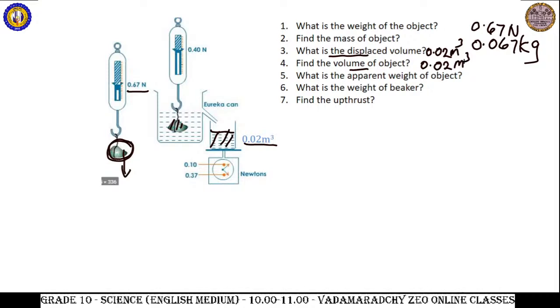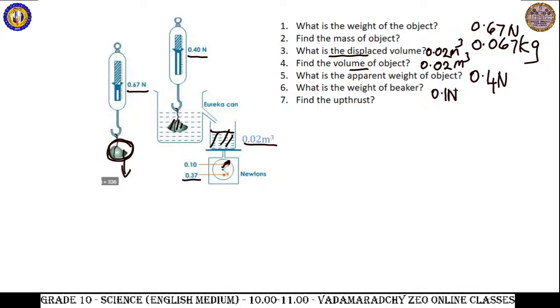What is the apparent weight of the object? We already studied. Apparent weight is the Newton balance reading of the object. Here the apparent weight is 0.4 Newton. Okay, 0.4 Newton. Next question. What is the weight of the beaker? Here it is noted as weight of beaker 0.1 Newton and weight of beaker with water 0.37. So, what is the weight of the beaker? That is 0.1 Newton. That is the fact given.